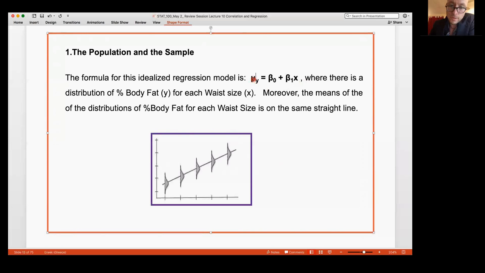But mu is our hypothesized value of y in the population. And these beta coefficients are hypothesized or estimated. We should really say estimated population parameters. It's not what we observe, it's what we estimate. And we estimate those with some uncertainty, which is why we will estimate those with a hypothesized value, and then determine using p-values whether or not those are statistically different from zero.